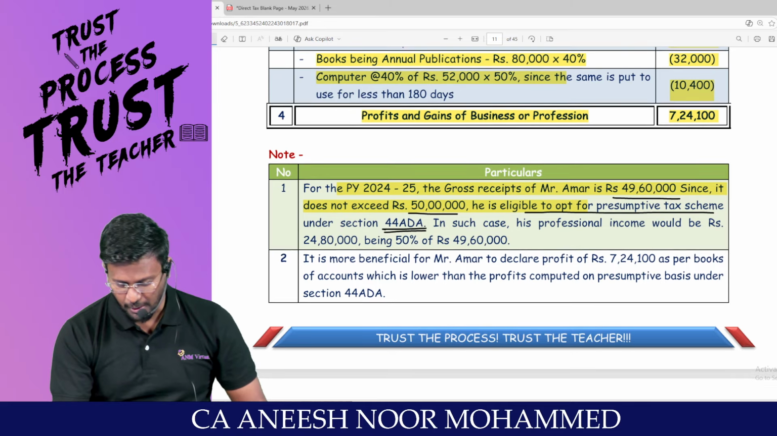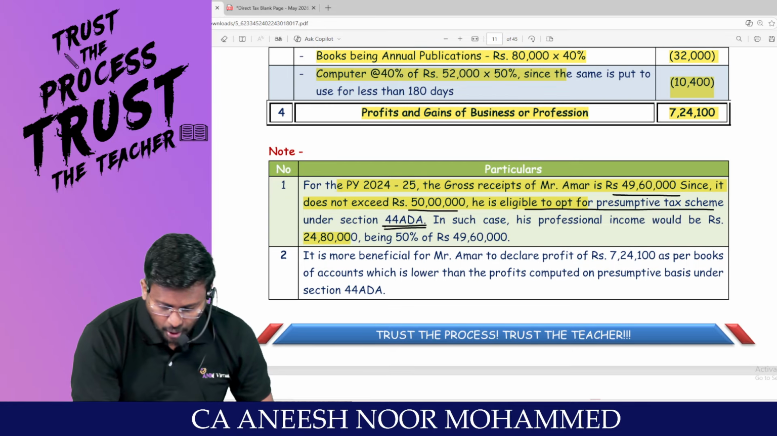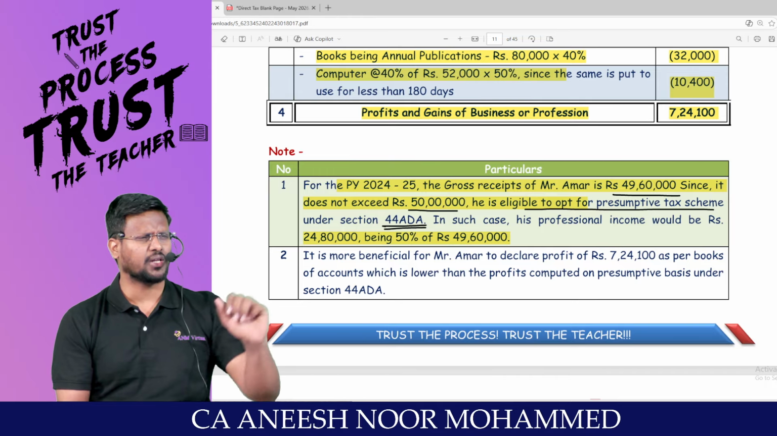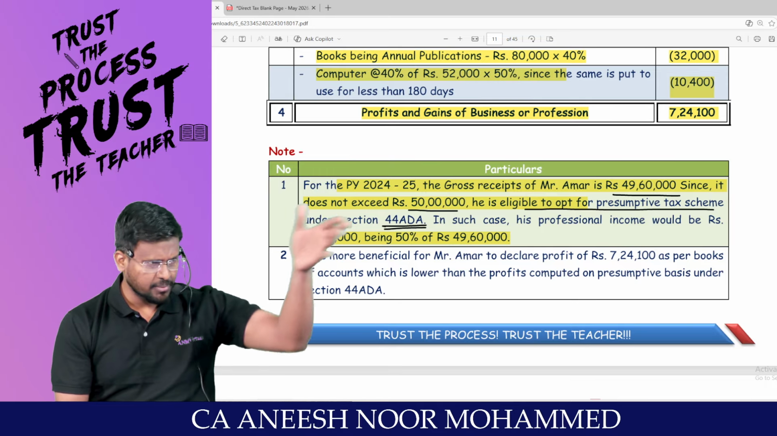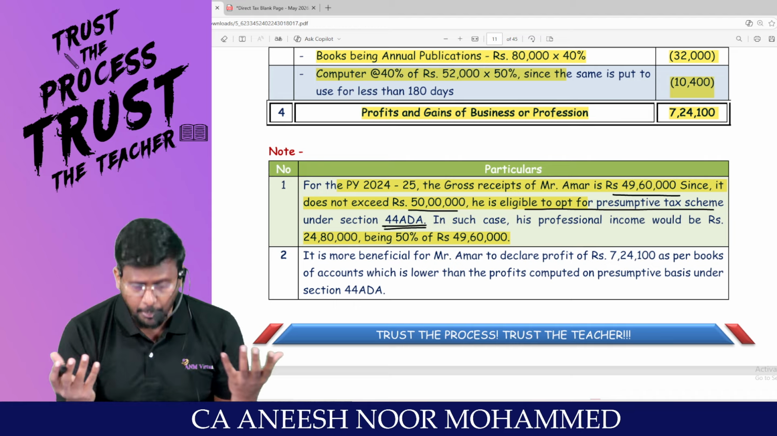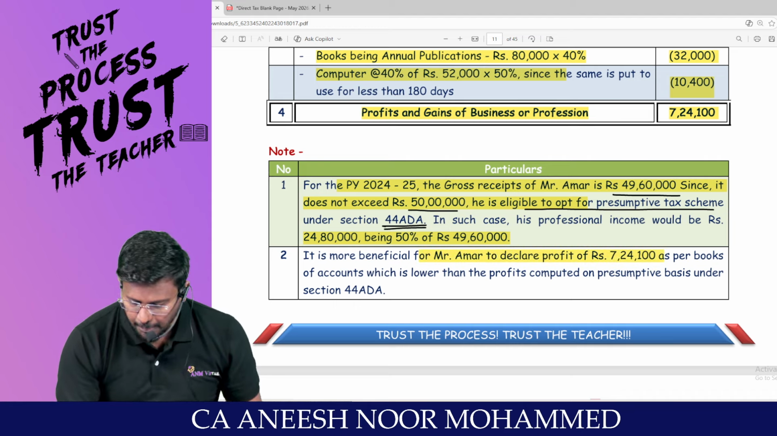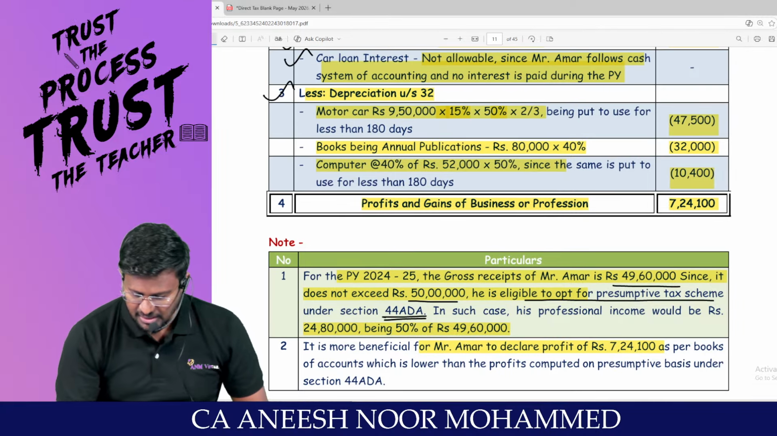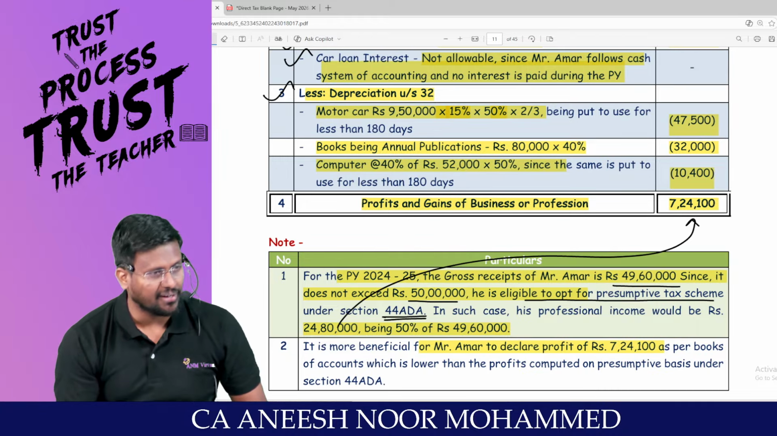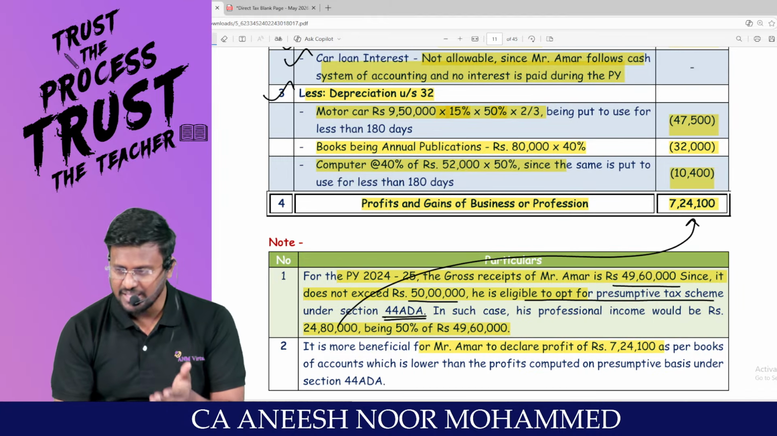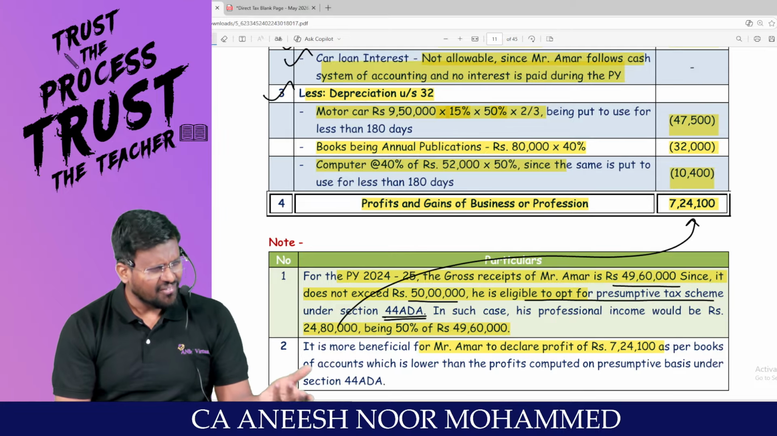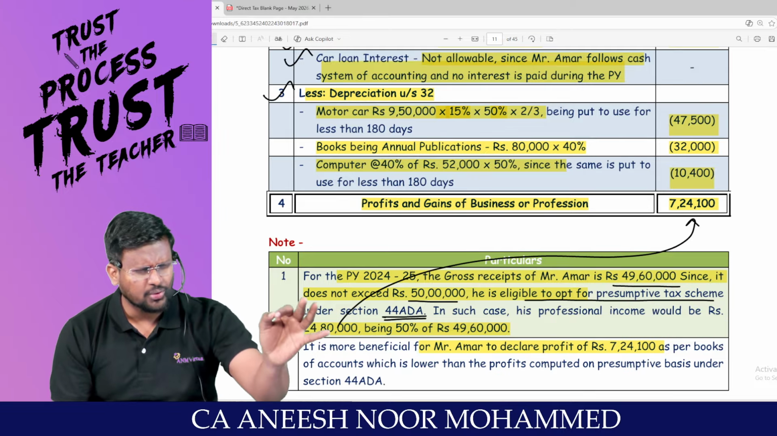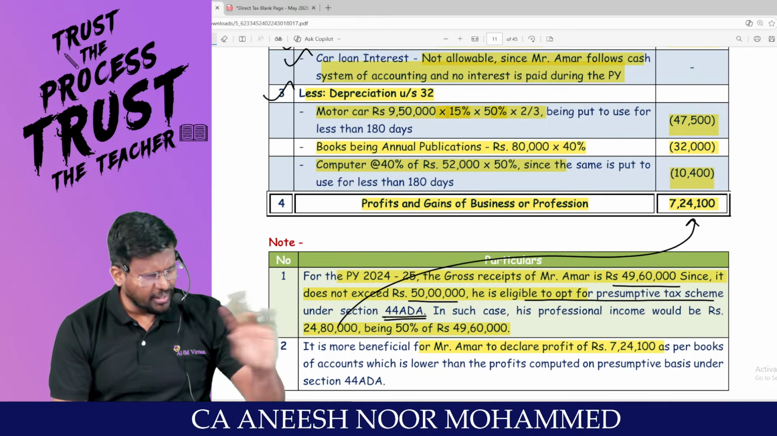In such a case, his professional income would be 24,80,000, being 50% of 49,60,000. So gross receipts into 50%. It is more beneficial for Amar to declare a profit of only how much? 7,24,100. Under presumptive taxation, it is 24 lakh. Under the normal route, it is 7 lakhs. Which is better? 7 lakhs is better. That means you are not traveling through the presumptive taxation route. Only certain things you are supposed to do.